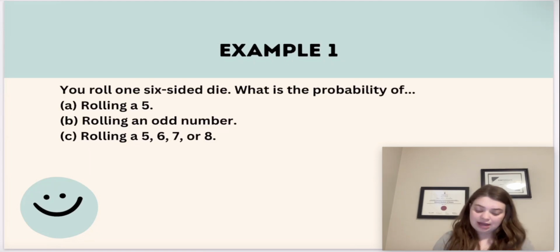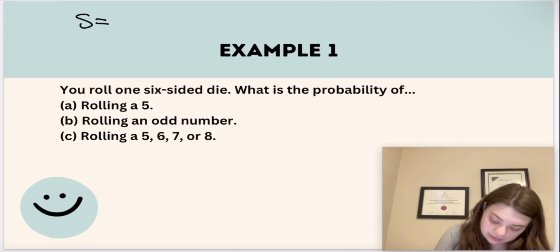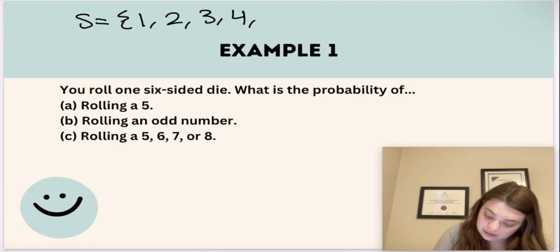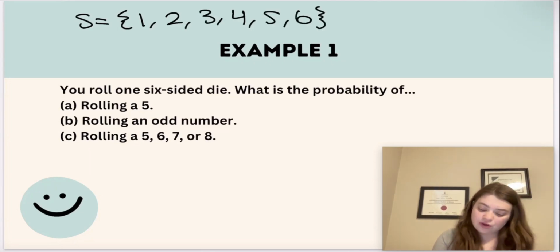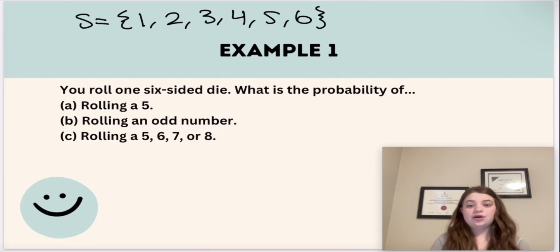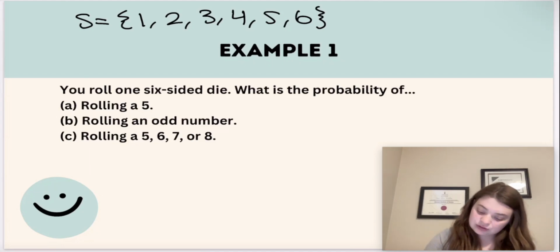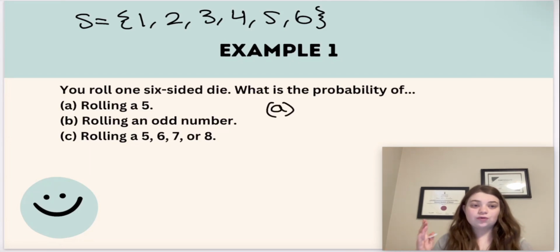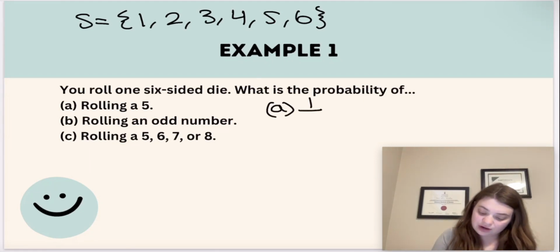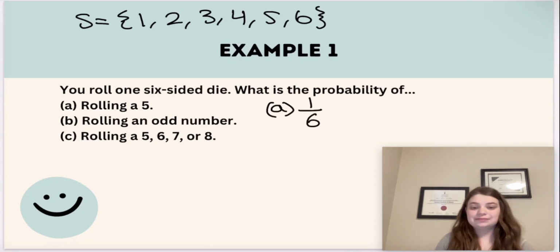If I roll a six-sided die, we could end up getting either a 1, a 2, a 3, a 4, a 5, or a 6. Those are the options. And so there are 6 possible outcomes when rolling a six-sided die. To answer part A, which asks the probability of rolling a 5, there's one way to roll a 5 since there's one 5 on the die, over the total of 6 outcomes. So the answer is 1 in 6.